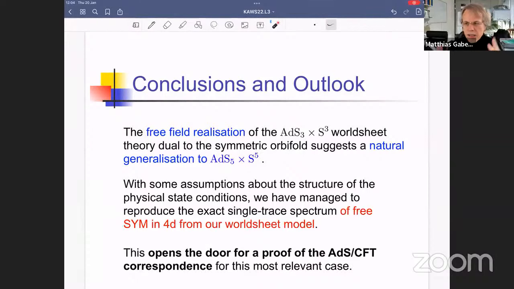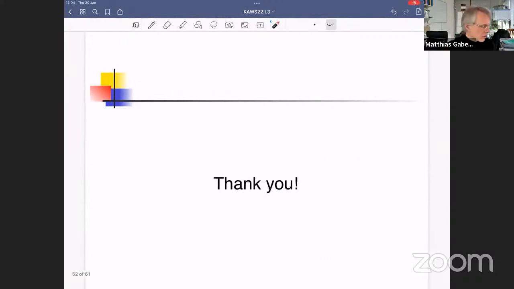So I think there are many things to be done, but I think this is a promising route towards really establishing AdS/CFT at one point in moduli space in the four-dimensional setting. And I think this is an interesting development that deserves to be further studied. So I'll thank you for your attention and obviously open for questions.